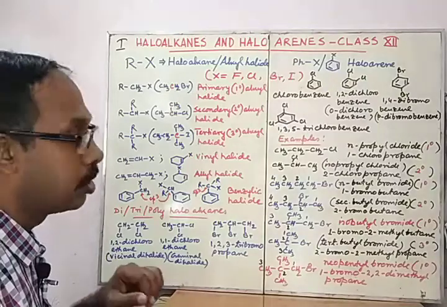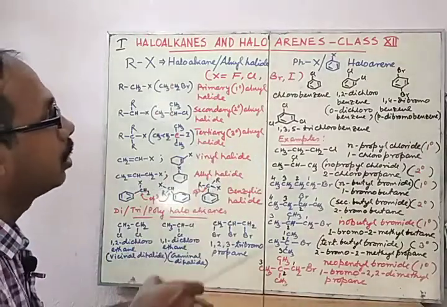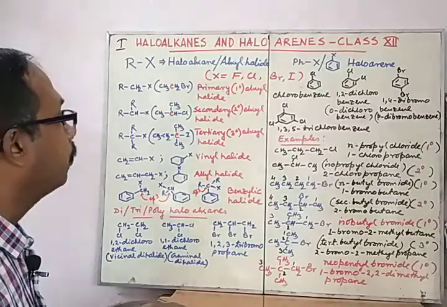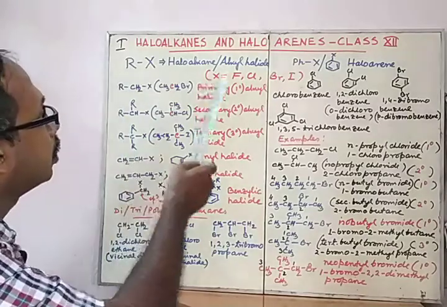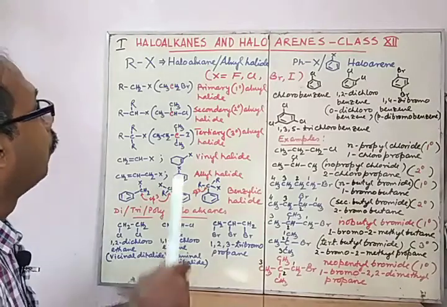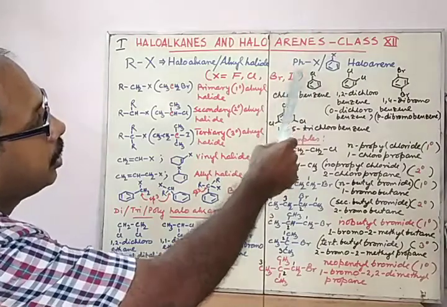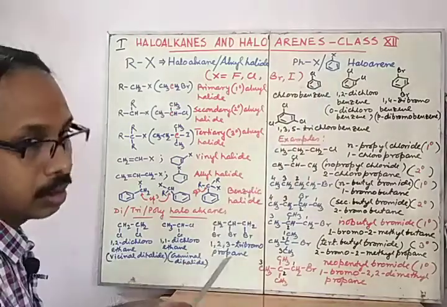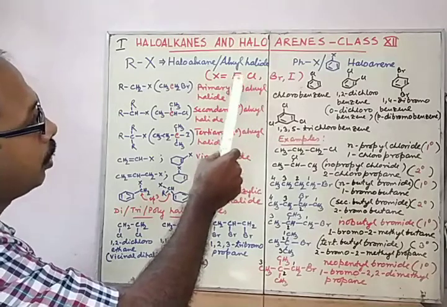Hello students, in this video I would like to explain haloalkanes and haloarenes, their basic structural features and nomenclature. So you can follow that RX is the alkyl halide, or it can be stated as haloalkane, where the R group is the alkyl group, and PhX, this Ph is the phenyl group. So when halogen is directly attached to the benzene ring, the compound is stated as haloarene. X is fluorine, chlorine, bromine, iodine.